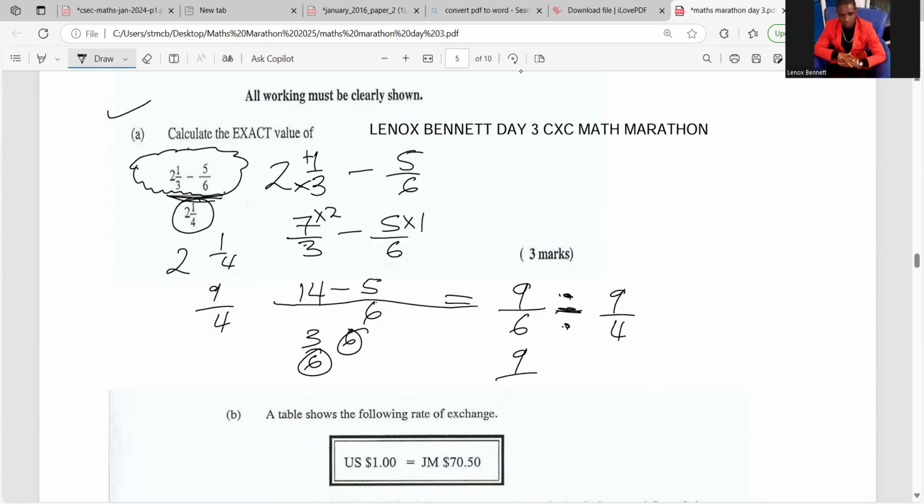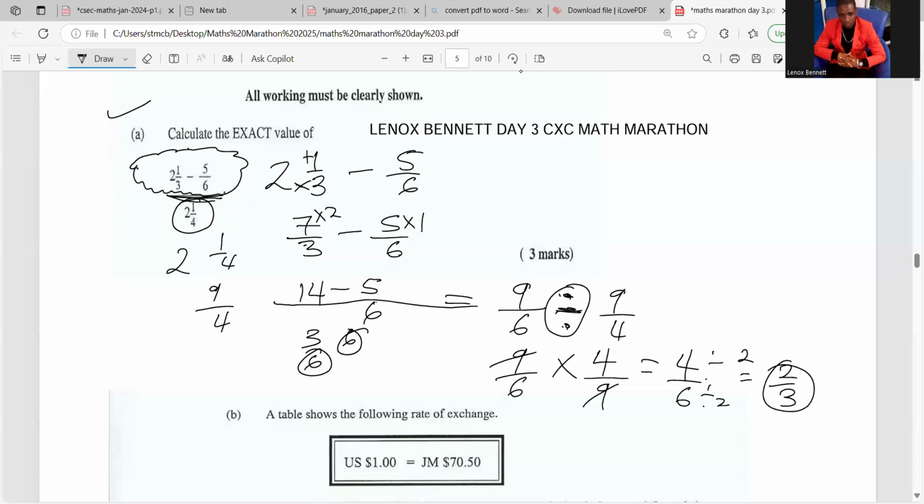So it will be 9 over 6. You write the first one, right? Change the division to multiplication, and you have to reciprocate. So the 9 over 4 becomes 4 over 9. Of course, 9 into itself one time, so that leaves us with 4 over 6. That can be reduced, right? Once it's an even number, 2 can go into all even numbers. So we just divide by 2. So we get the good old 2/3. I like this one. The answer is very simple.